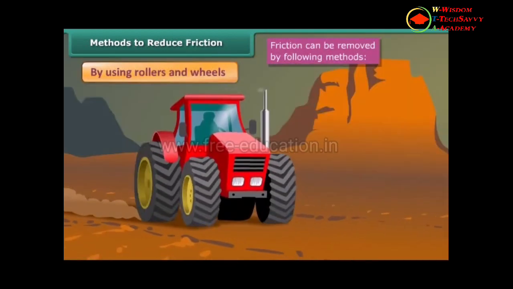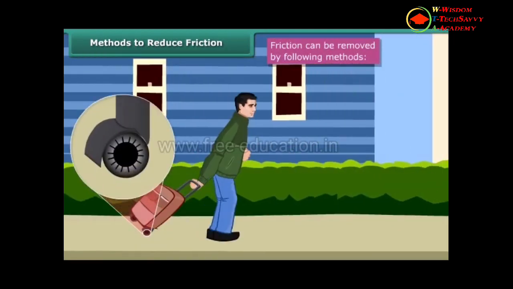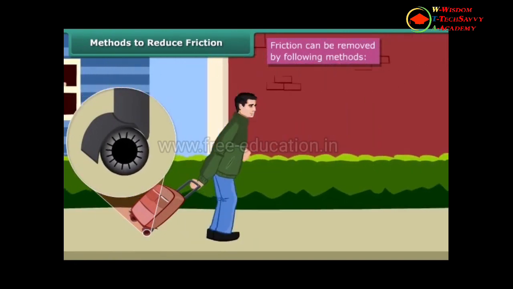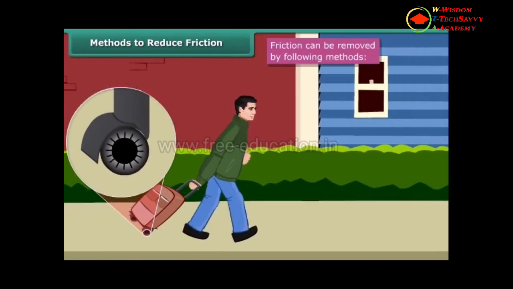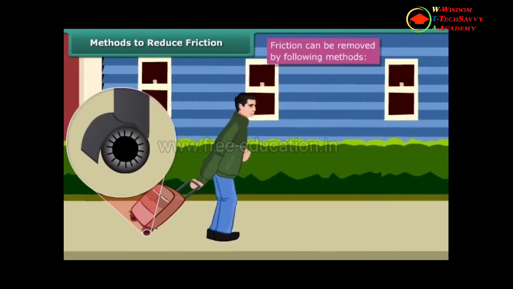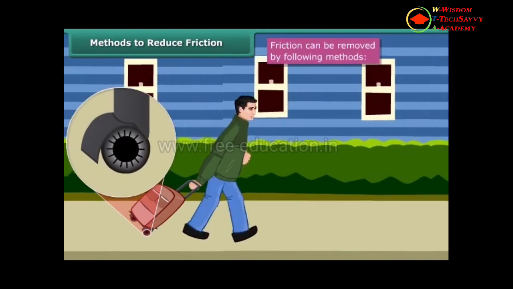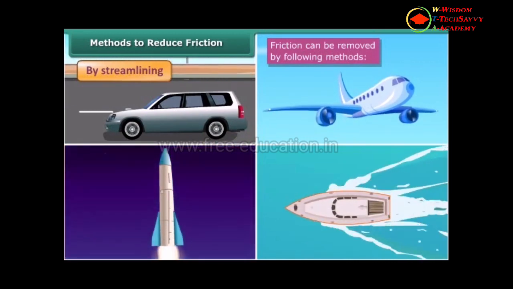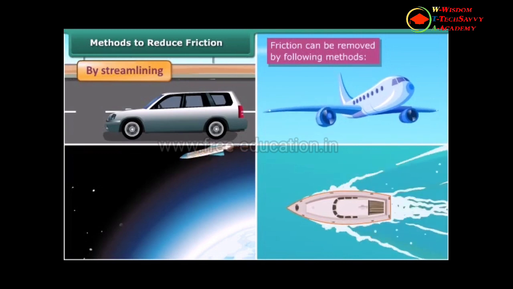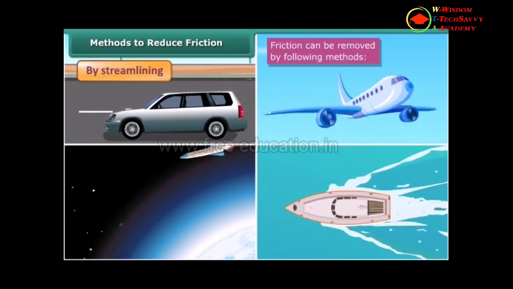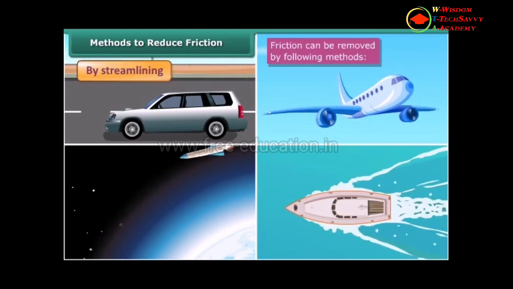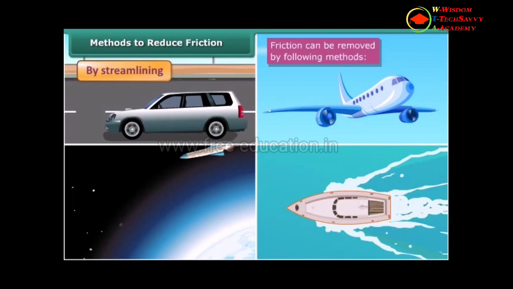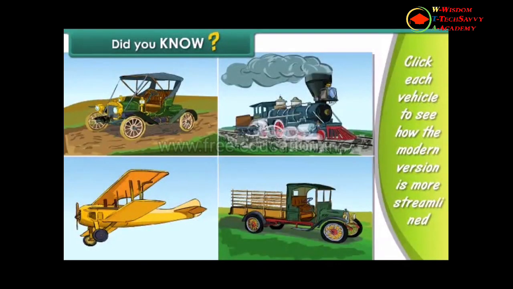By using rollers and wheels. Many heavy objects like big suitcases are provided with small wheels called rollers to reduce friction so that they can be carried easily by pulling. By streamlining. The bodies of cars, aeroplanes and rockets are streamlined to reduce air friction. The bodies of boats and ships are also streamlined to reduce the friction of water. Click each vehicle to see how the modern version is more streamlined.